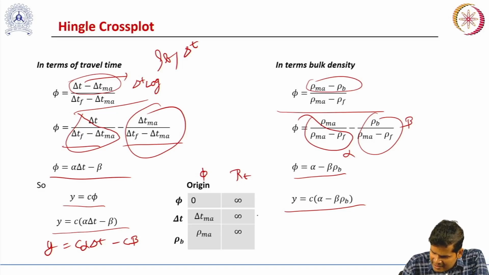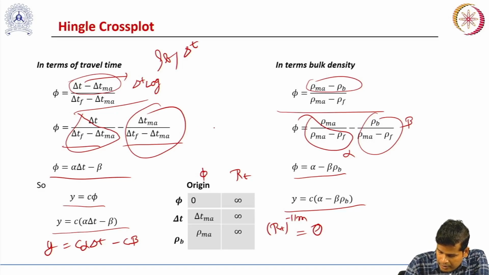So resistivity still should be infinite, the y coordinate should be infinite, or in the actual scale RT raised to the power minus 1 by m should be 0. In case of porosity, when the graph is between RT raised to the power minus 1 by m and porosity, then the origin point is 0. So y is equal to c phi, so both terms should be 0.